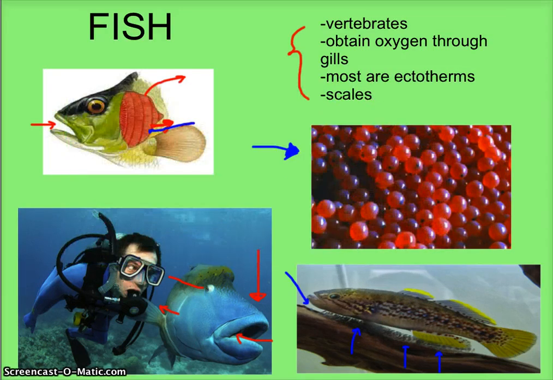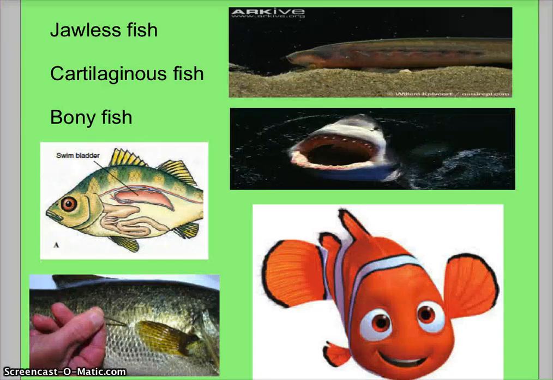Okay, three categories of fish. Now, the fish we most often think about are bony fish, and that is, according to your book, 95% of all fish species. But before we elaborate any on bony fish, let's go look at the exceptions.